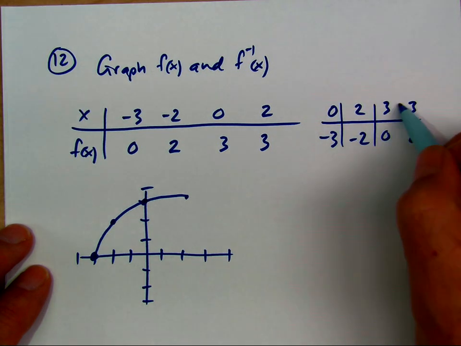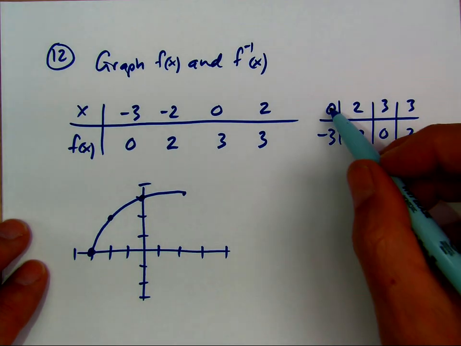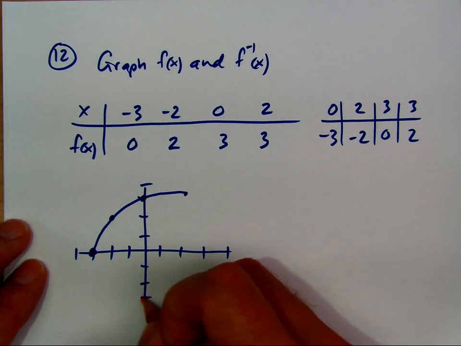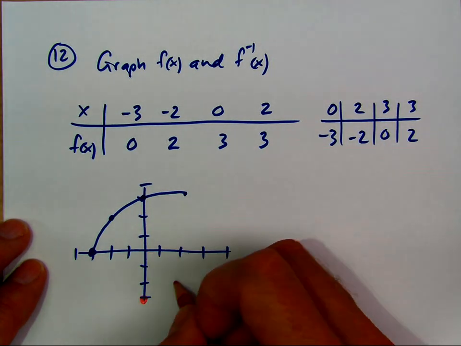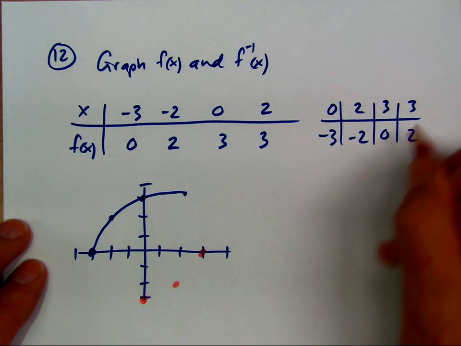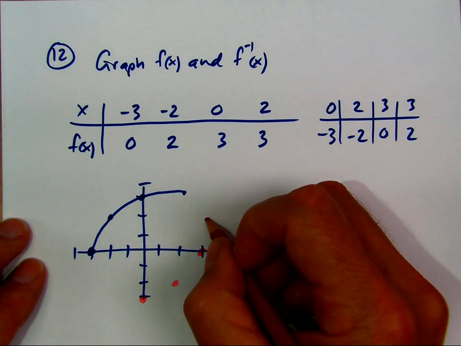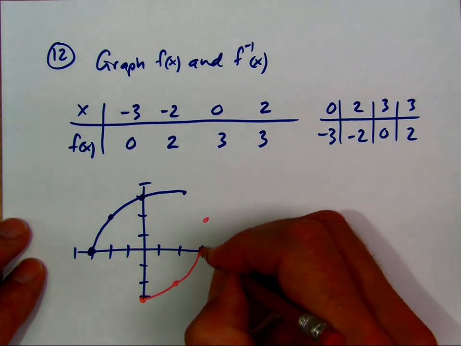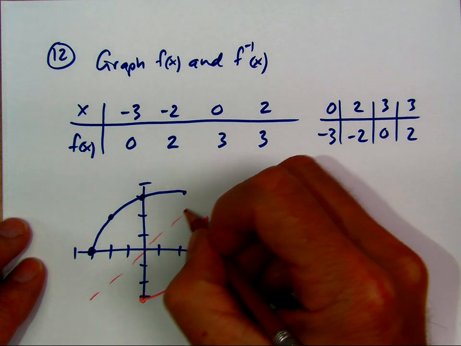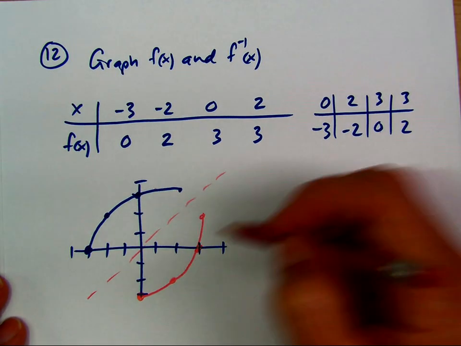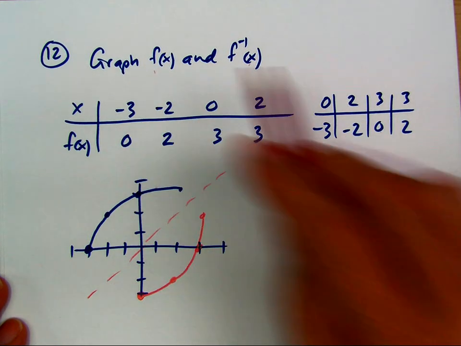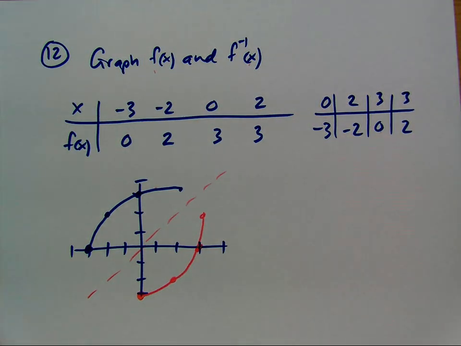For the inverse, now we go 0, -3, over 0, down 3, over 2, down 2, over 3, down 0, and then over 3, up 2. And we see the symmetry to the line y equals x. So if you don't see that symmetry, then there was a mistake in graphing the inverse or in graphing the function, but that's all we have to do there. And that is the end.